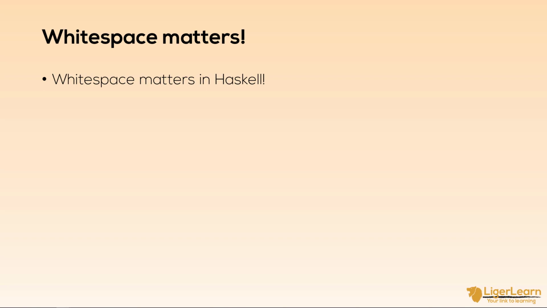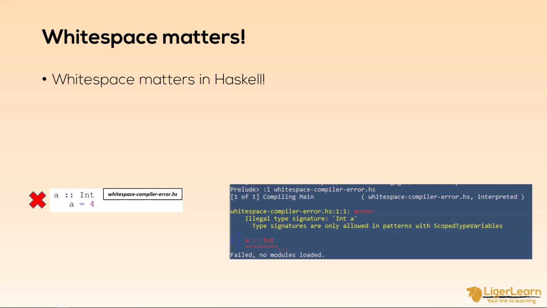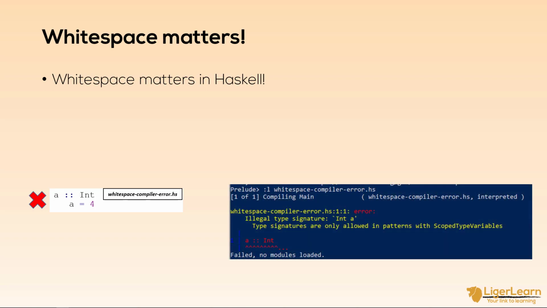Consider the following code. We have the type signature of a variable a on one line, and then we try to bind a value to a on another line, but this second line has a bit of whitespace before it. If you try to compile this, then it will fail with an error. The error says, illegal type signature Int a. Type signatures are only allowed in patterns with scoped type variables. This error message is completely incomprehensible.